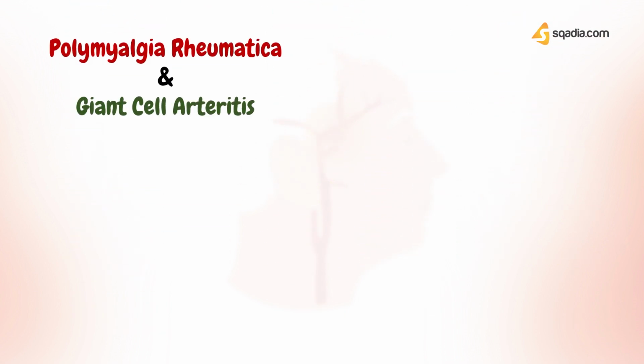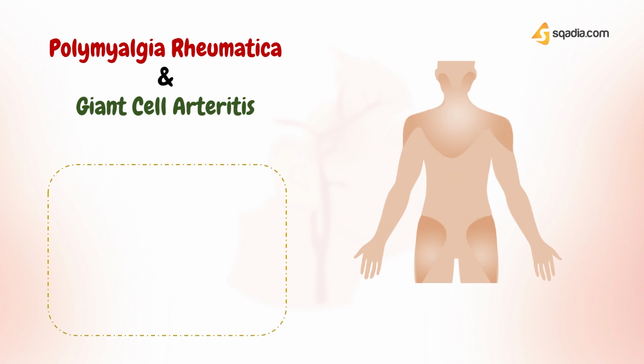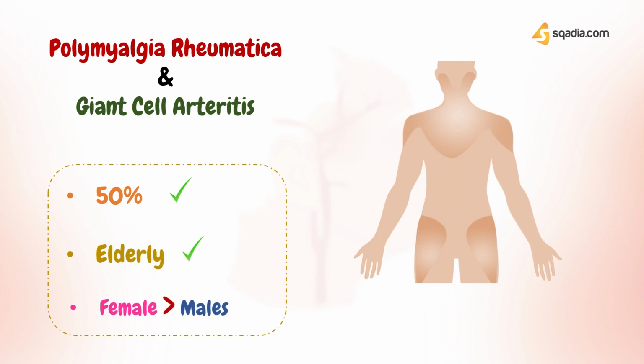Giant cell arteritis has a close association with another condition called polymyalgia rheumatica or PMR. PMR is not a vasculitis, but it is characterized by pain in proximal muscles like pelvic and shoulder muscles. Remember that there is only pain but no weakness in this condition. Almost 50% of the patients with giant cell arteritis have underlying PMR. These both conditions typically present in older age groups and have a female preponderance.